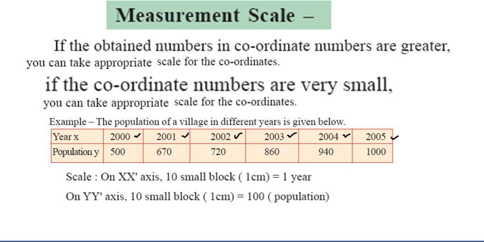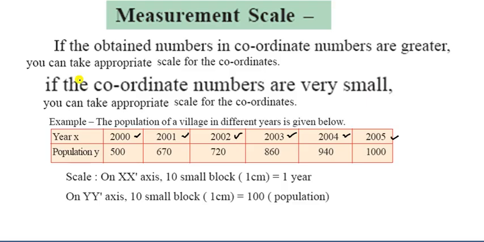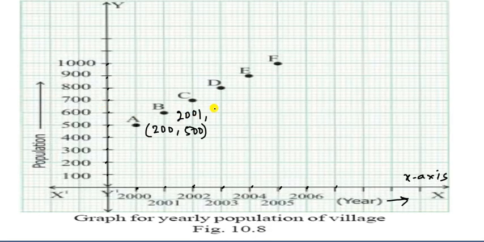Let us see the second number. It is 2001, and the population is given as 670. So let us see what happened. It is 2001 and here is 670. So the point is 2001 as the first number, and the second number, you can see here, is 670. So you have to write here 670.